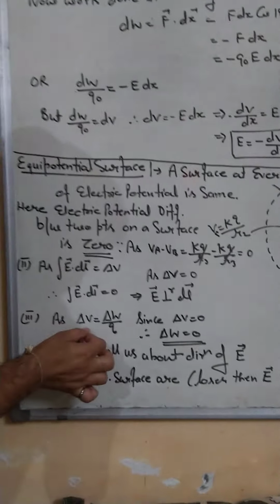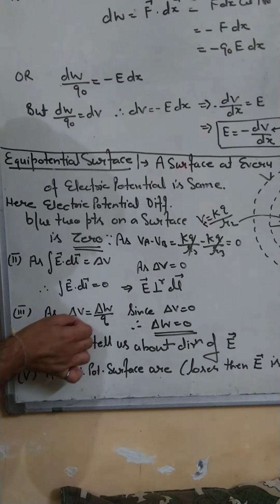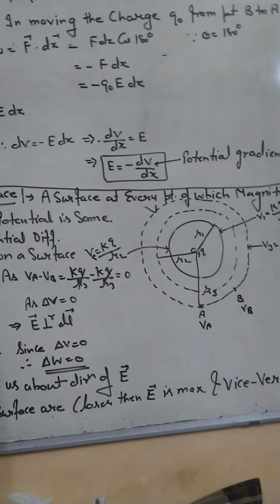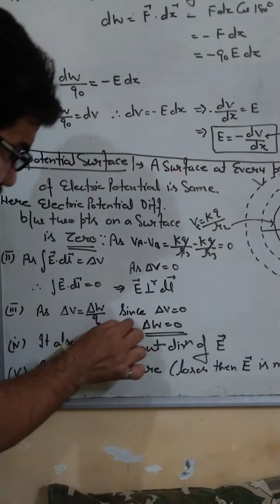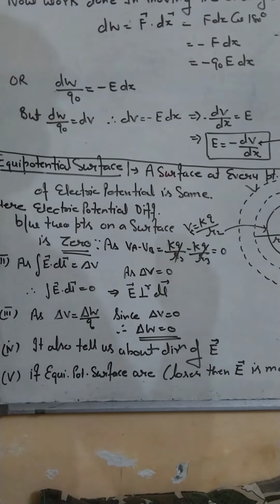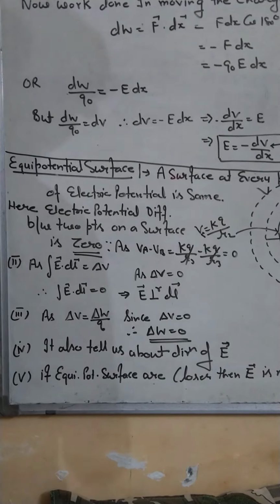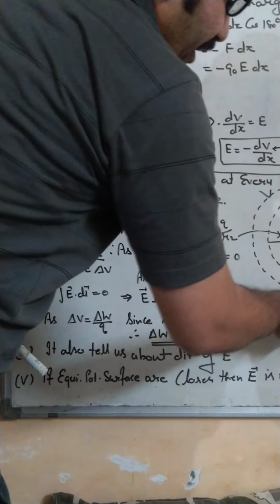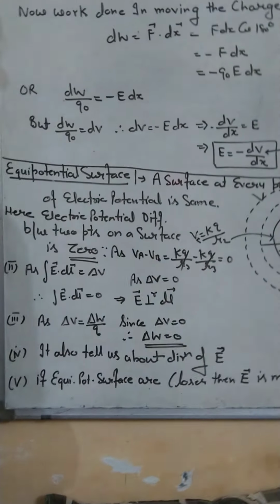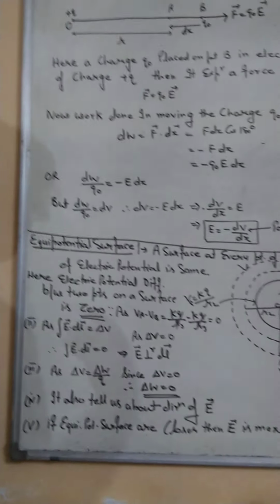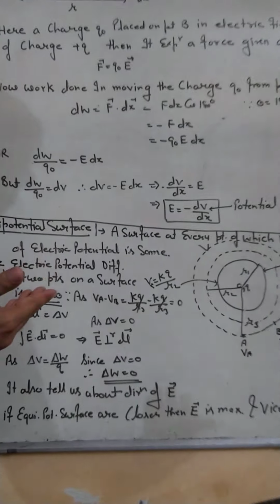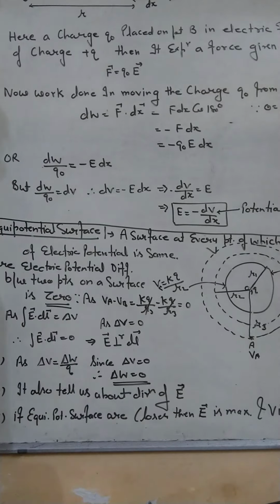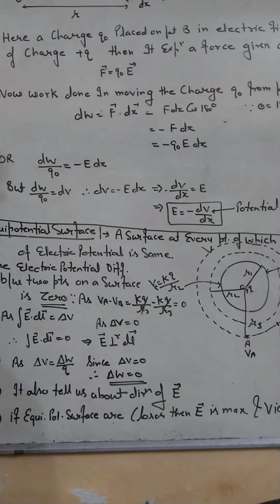Third, as we know del V is W by Q, but change in potential on each equipotential surface is 0. So Q into 0, that means W is 0. So there is no need to do work to move the charge between two locations of the equipotential surface. That means in short we can say, if we want to move charge on equipotential surface between any 2 points, then we can't do any work done.